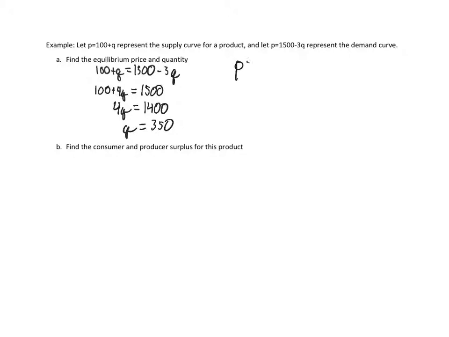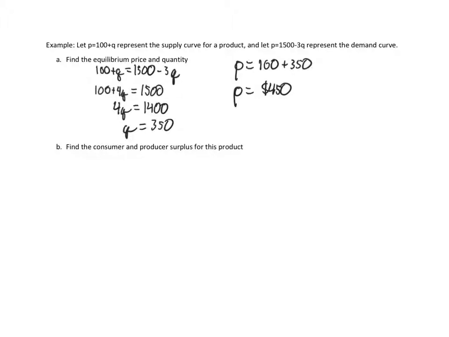To get price, notice how we set these two things equal. You could pick either price function. It wouldn't matter. You would get the same value. So I'm going to pick the easier one. Price equals 100 plus 350. So price equals 450. So we've determined the equilibrium price and quantity for this good.